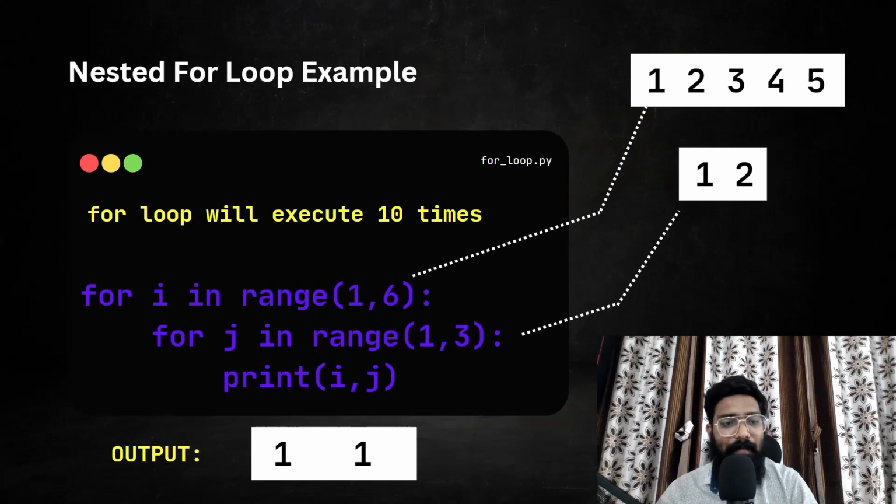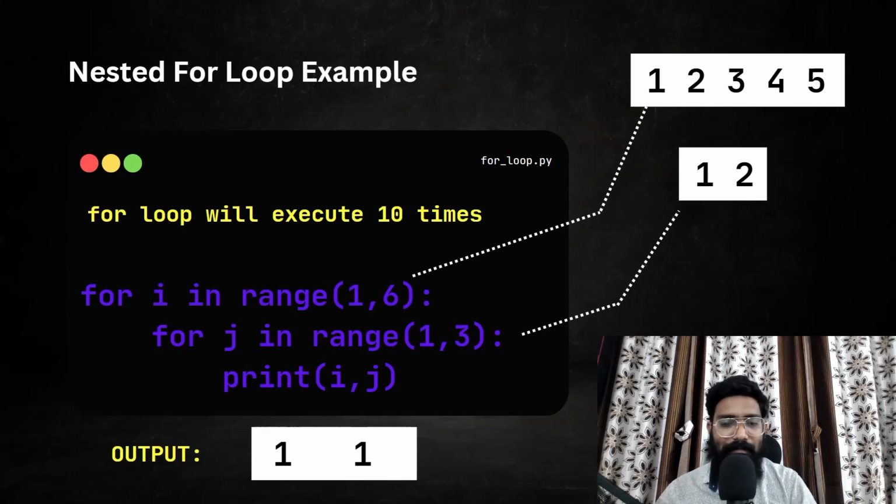Here in this example, we can see that there are two for keywords I am using. The initialization variables are i and j, and the iterables are range 1 to 6 and 1 to 3. In the first line, 1 comma 6 will generate 1, 2, 3, 4, 5, and in the second line the range will generate 1 and 2. It will stop at 3.